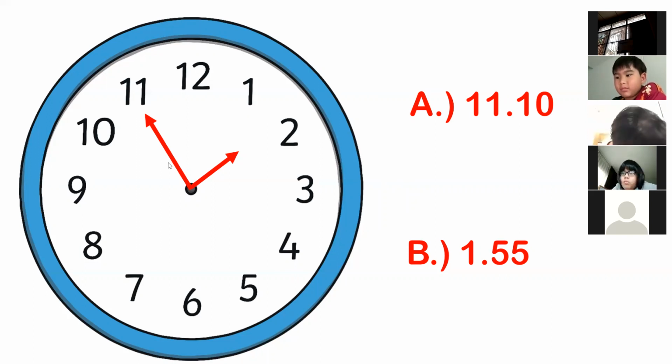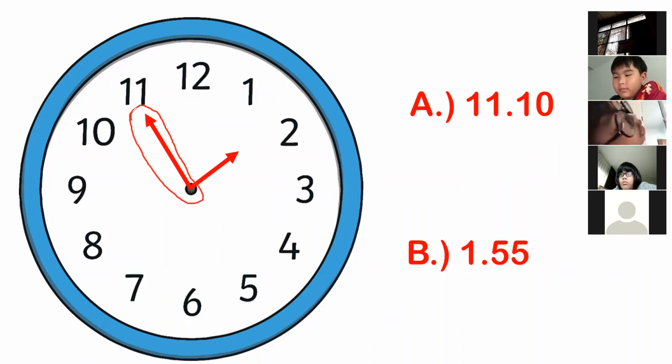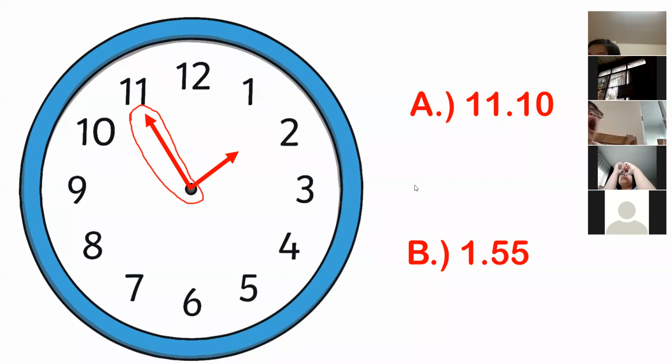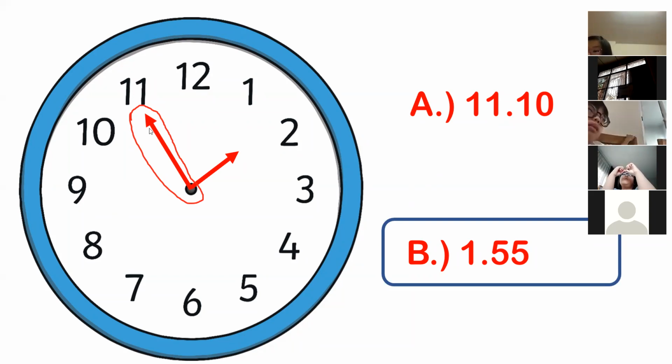Okay, so look at the long hand, Copter. It's pointing to 11, which is 55 minutes. So the correct answer is B. Copter, what's your answer? B. It's 1:55 because the long hand is pointing to 55 minutes and the short hand is between 1 and 2. So the correct answer is letter B. Next.